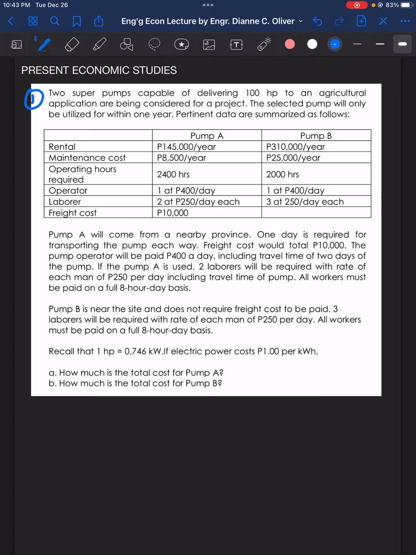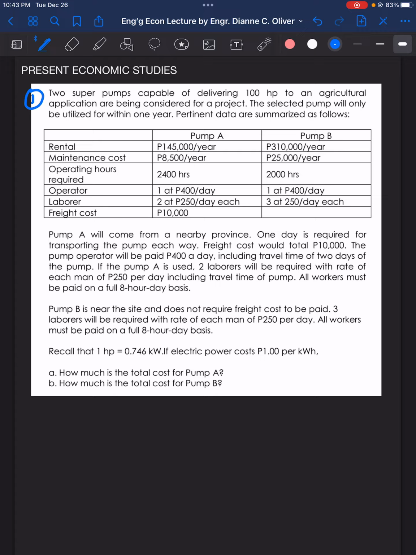For pump B, rental cost is 310,000 pesos per year. Maintenance cost is 25,000 pesos per year. Operating hours required is 2,000 hours. Operator needed is 1 at 400 pesos per day. Laborer is needed 3 at 250 pesos per day each. And there is no freight cost.